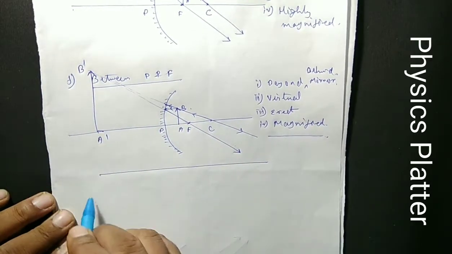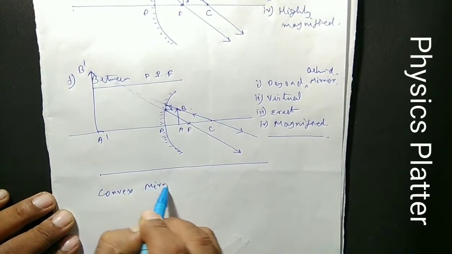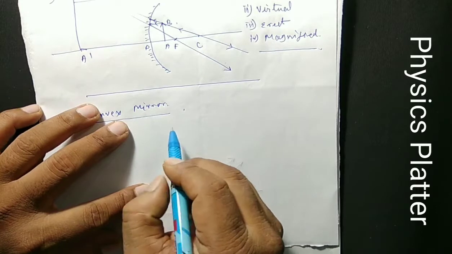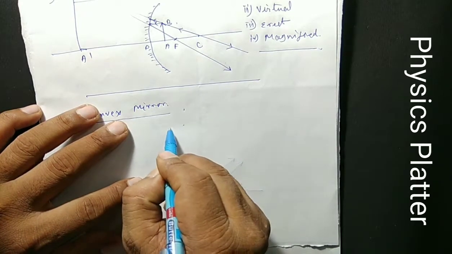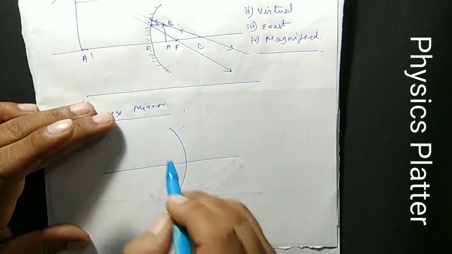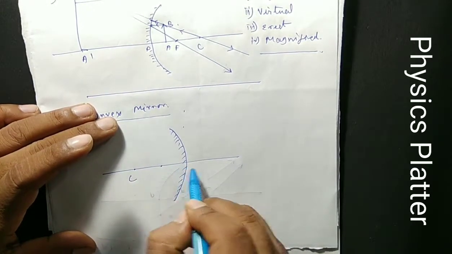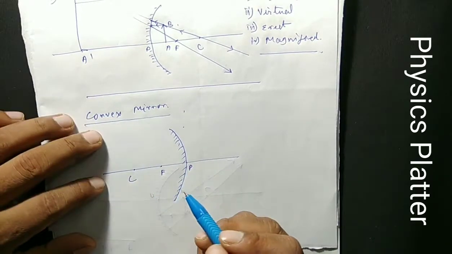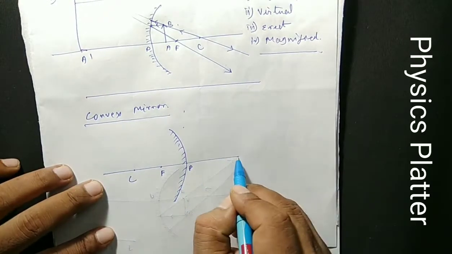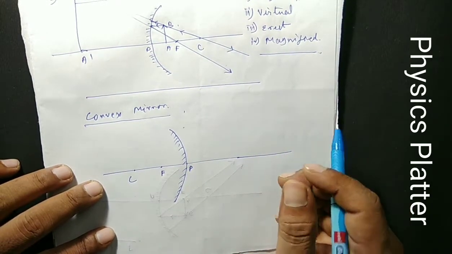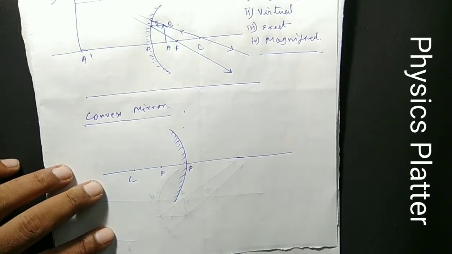Now we will move on to the convex mirror. So what is a convex mirror? A convex mirror is when the outer surface of the curvature is reflecting. C is somewhere here, this is P, and in between P and C there will be the focus. This time the object will be on the opposite side of the center of curvature and the focus, right? As I told you, we will discuss two cases. The first case is an extended object at infinity, and the second is the object between the pole and infinity.